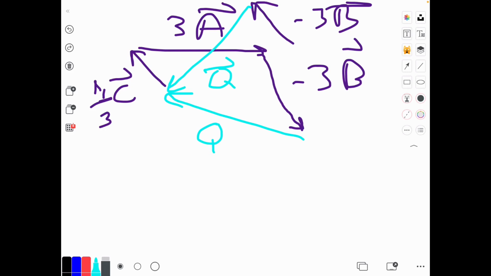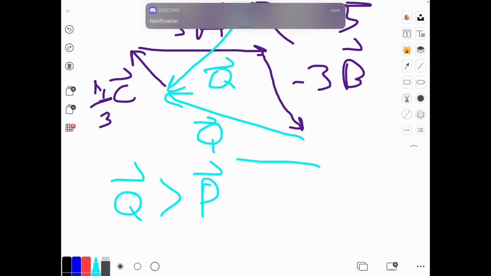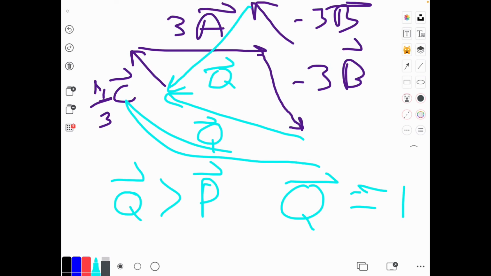Now here's the problem that I see. If the -3 vector B is actually true, then vector Q is bigger than vector P. But if we have this vector that we have right there, then that means vector Q, from what I'm seeing, is equal to vector P. So that's what we have to put for the vectors. And again, I'm not sure how to do that -3 vector B.